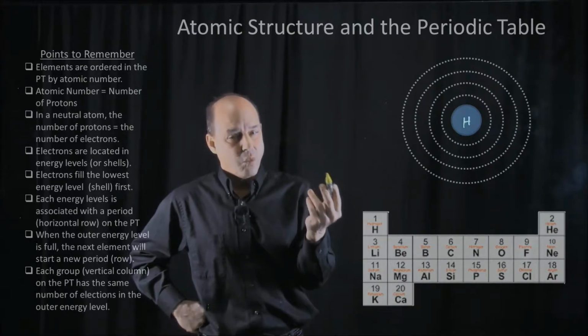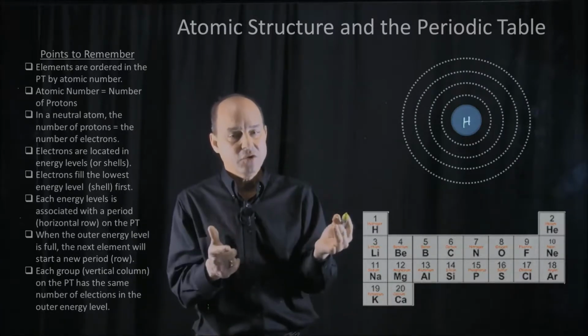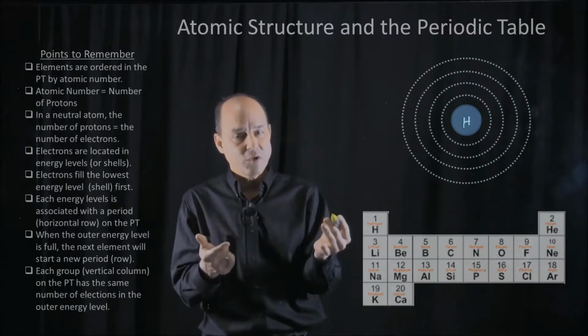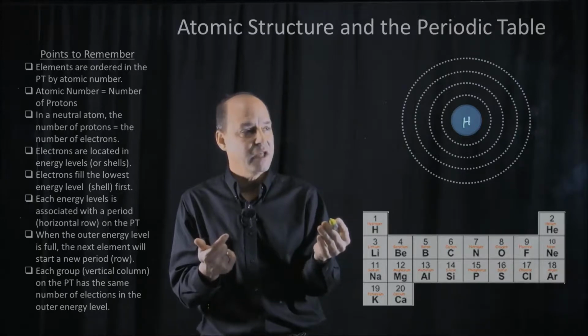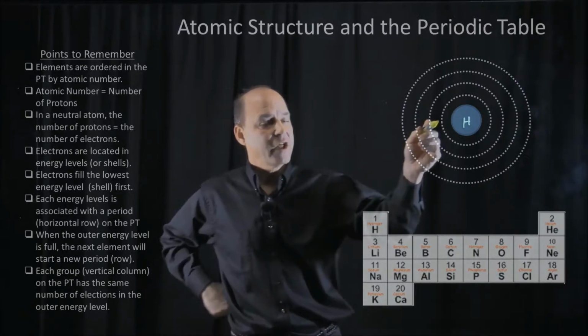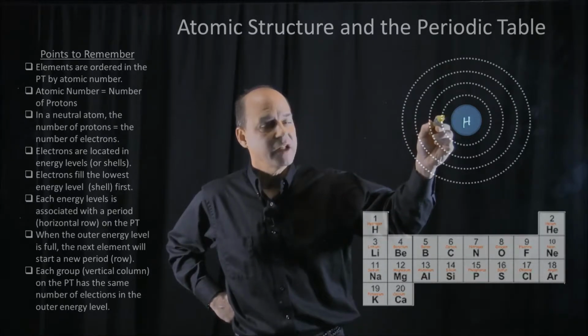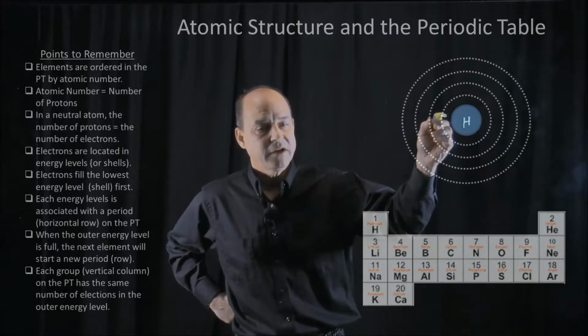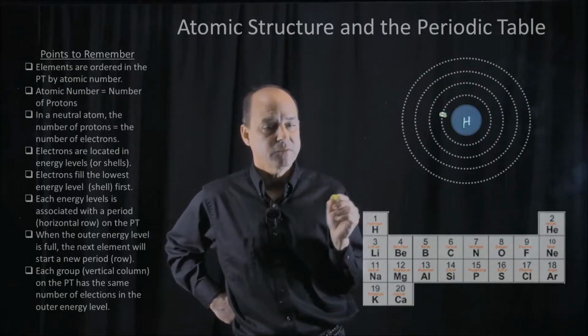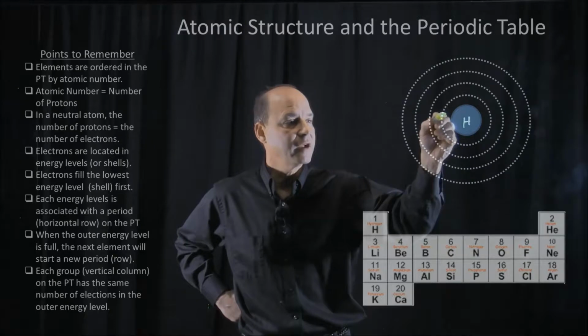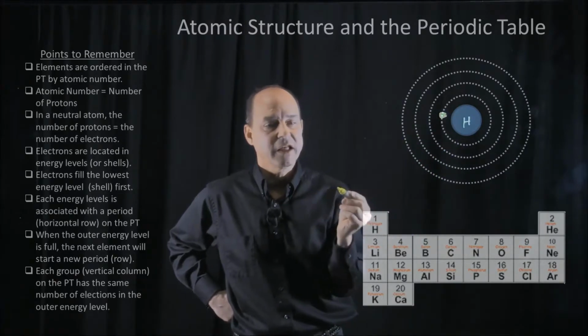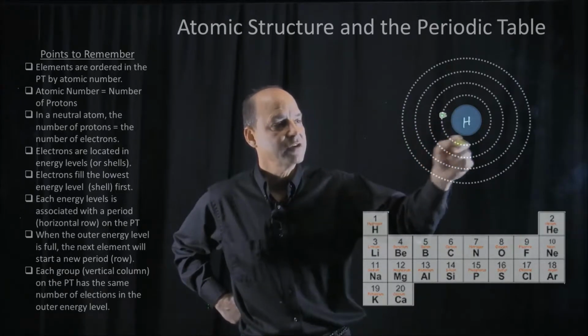And it also has 1 electron. For a neutral atom, the number of protons equals the number of electrons. So we have a proton in the middle. We need to put now an electron out here in this first orbital. There's a big old dot right there I made trying to represent an electron in the first energy level.